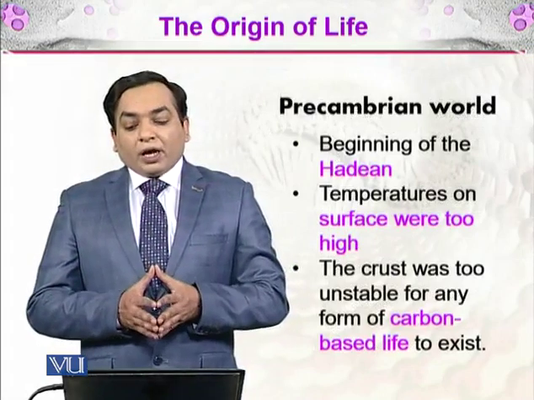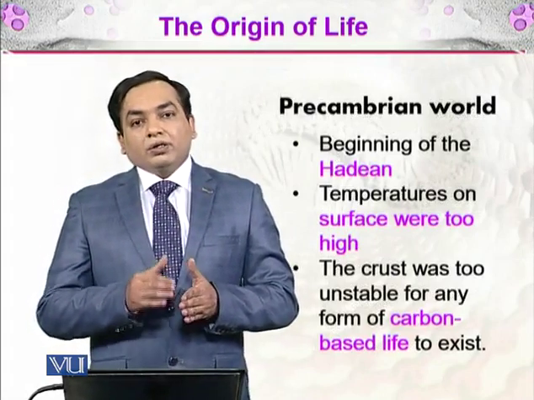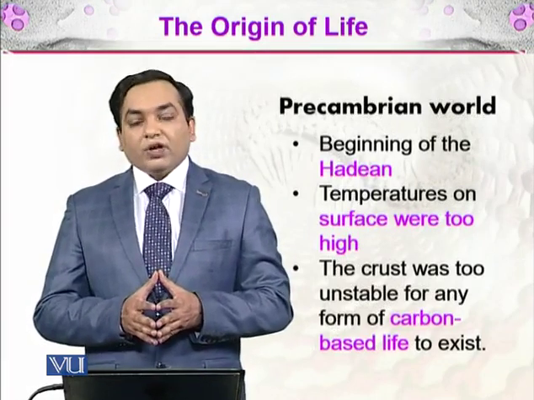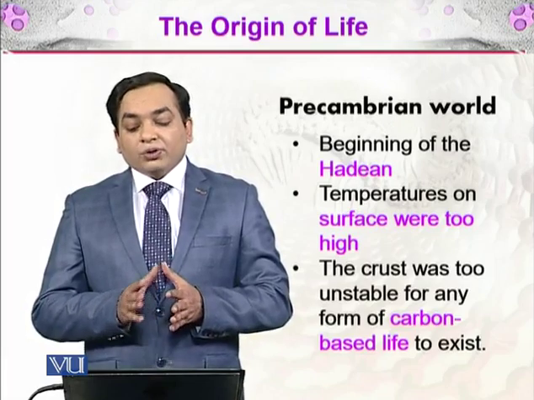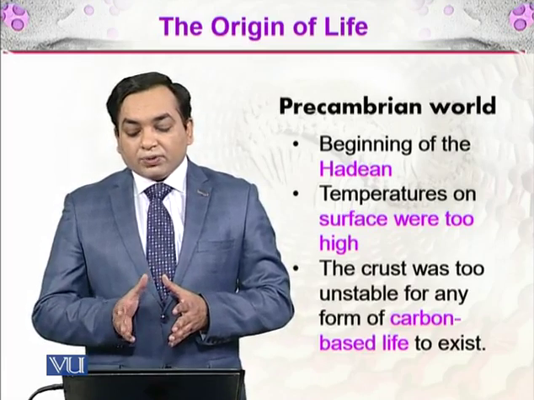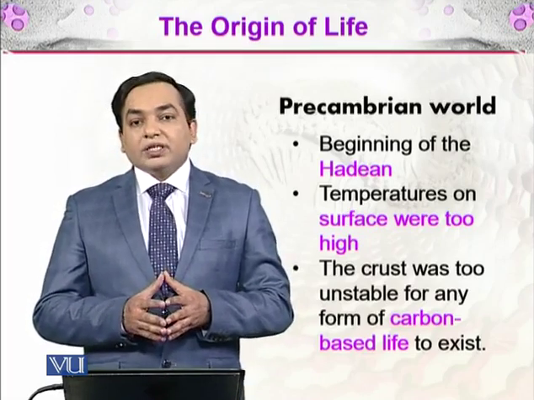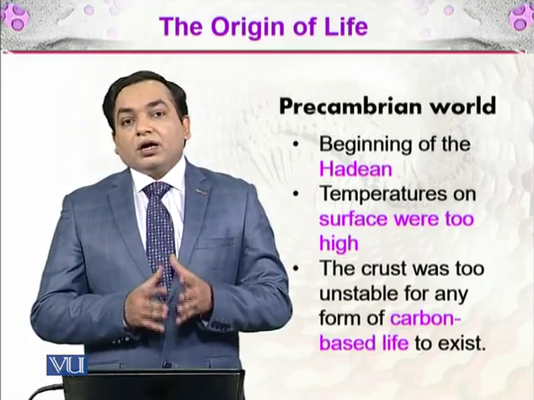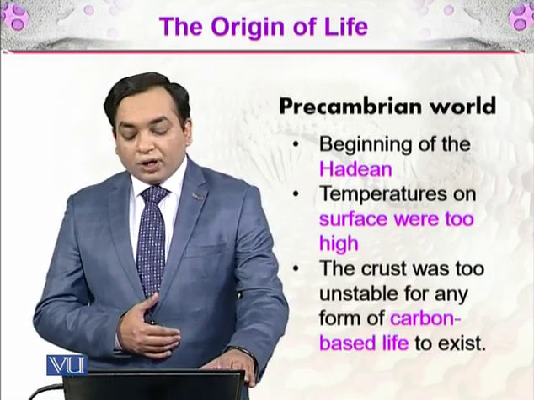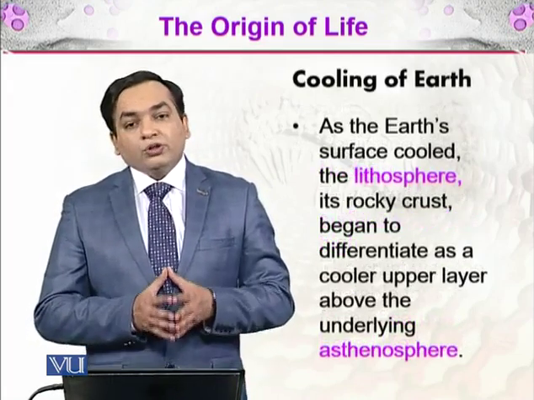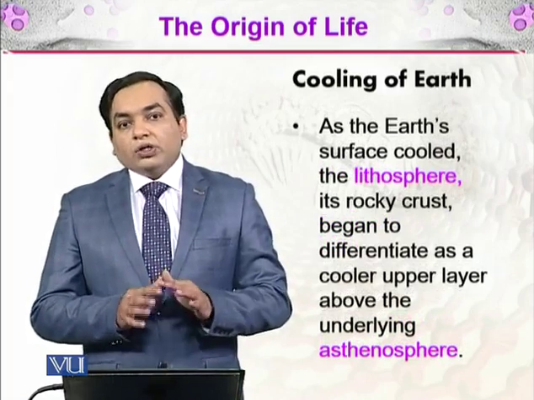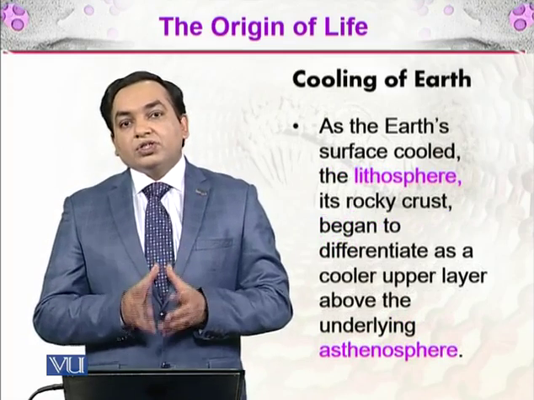So, in the Precambrian world, the Earth started forming, and it was the beginning of the Hadean. The temperature on the surface was too high to host any life, and the crust was too unstable for any form of carbon-based life to exist. So that means the Earth started cooling down, and that later resulted in the formation of the lithosphere. Wherever the word lith comes, that means rock. So lithosphere means the outer crust, which is rocky.